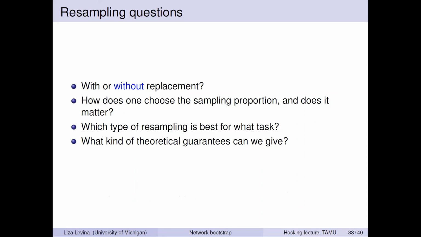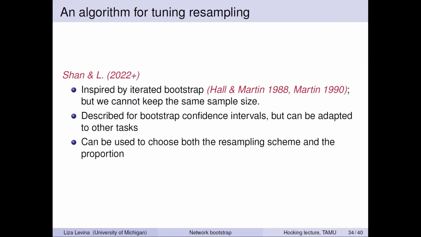How do you choose Q? What effect does it have? Which type of resampling should you do? Should you do nodes or pairs or whatever? And does it matter for different tasks? Should you do different things for different tasks? So I don't have answers to all of these questions. I actually hardly have any answers to any of them.